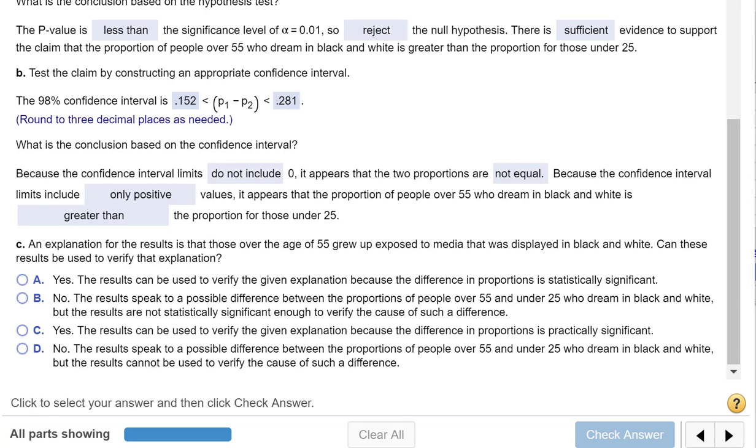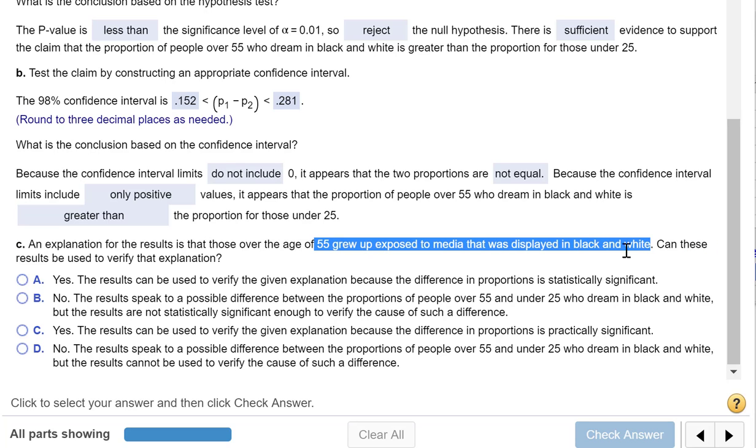Okay, so an explanation for the result. So we often want to know, well, why is that? Why do people who are over 55 dream in black and white, and people who are under 25 don't dream in black and white as often? So what are our choices here? Can these results be used to verify this explanation that people 55 and over grew up exposed to media that was displayed in black and white?